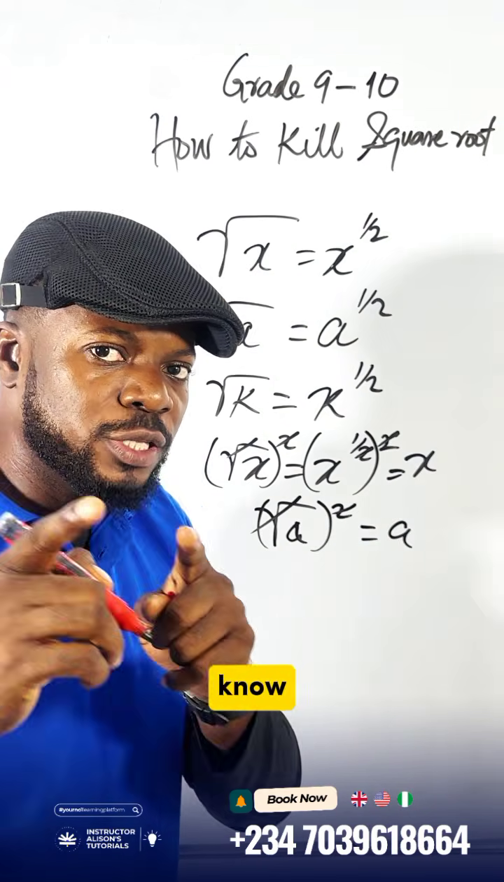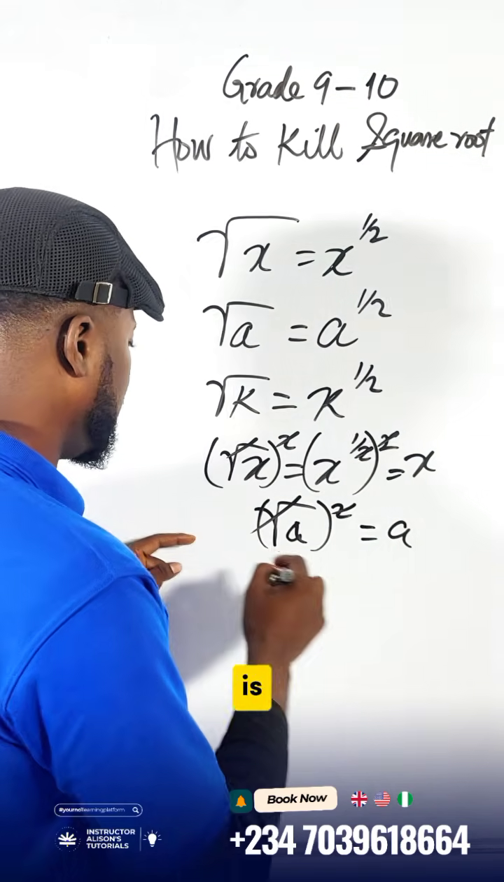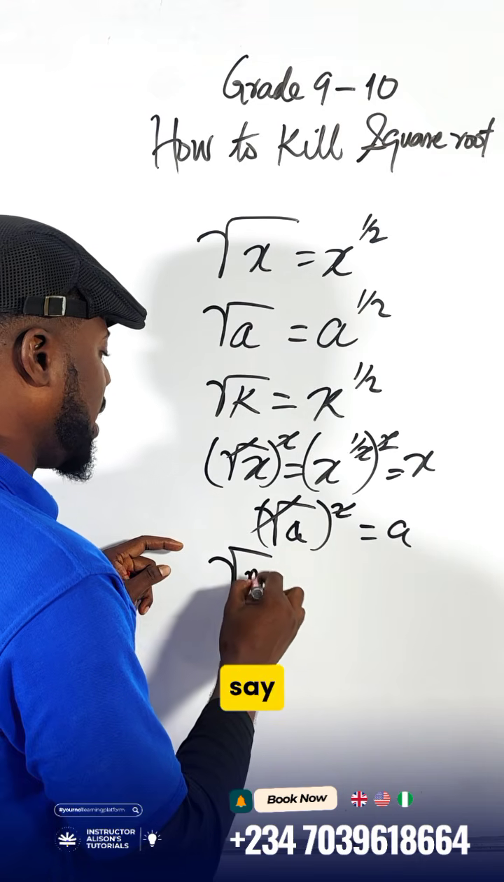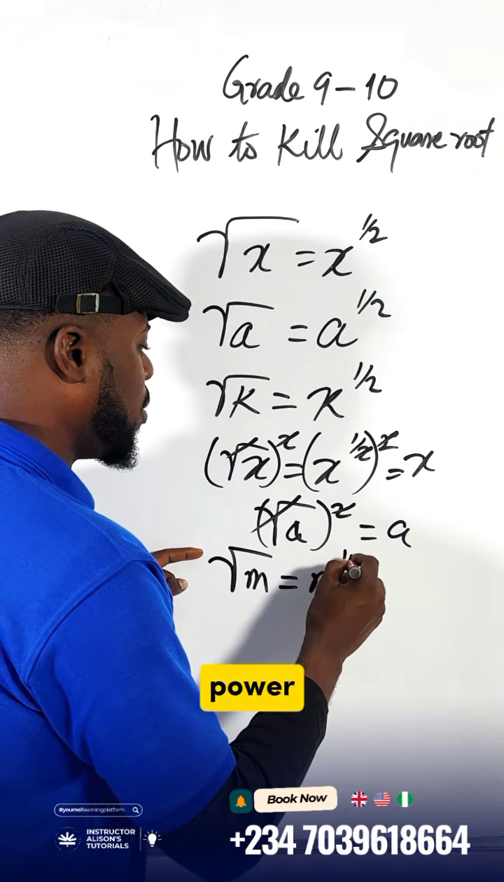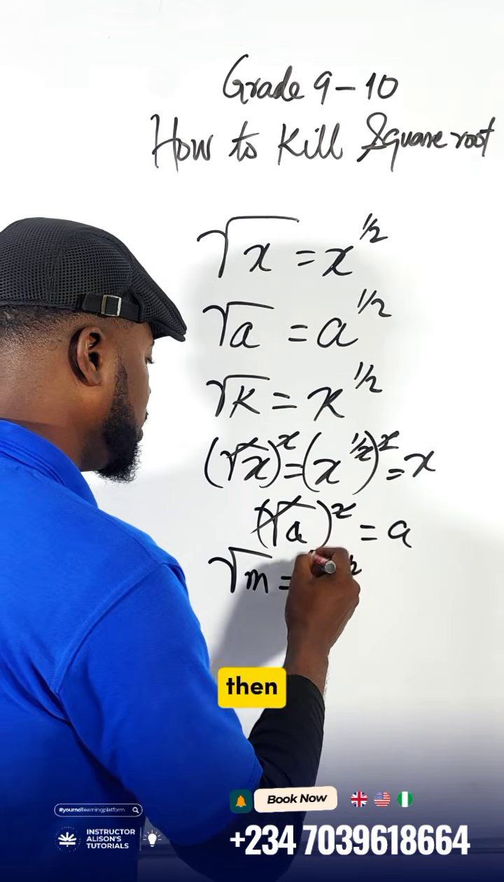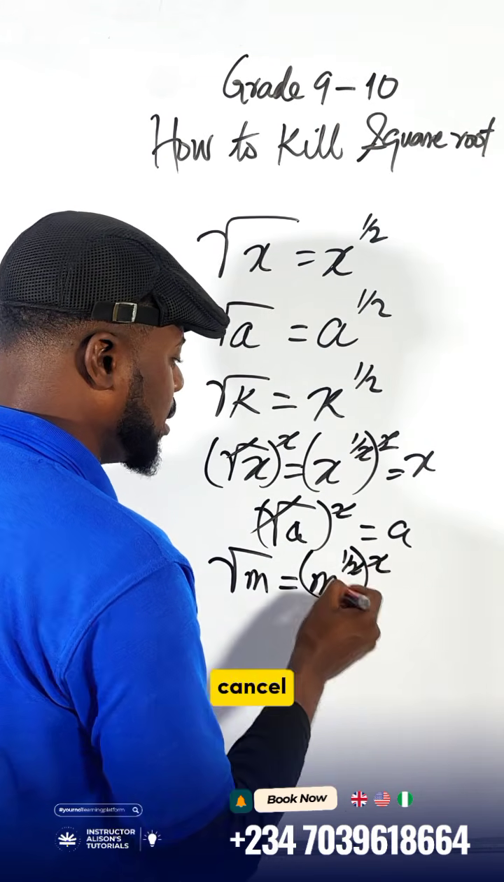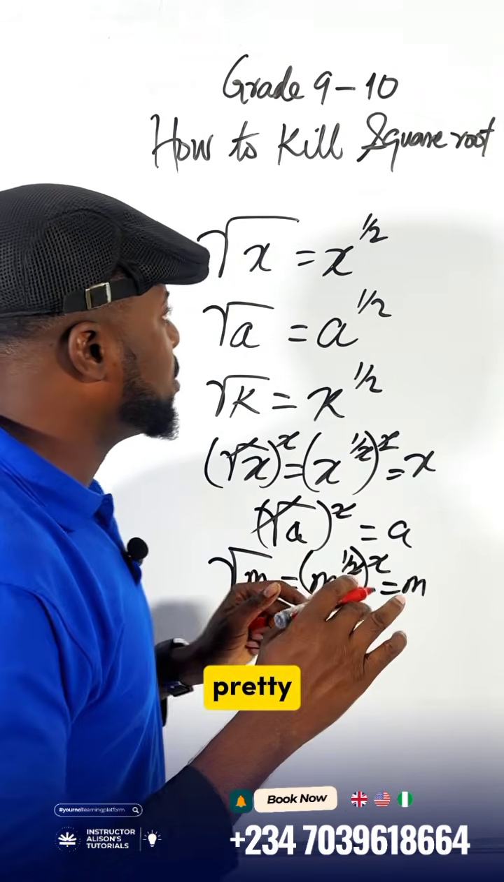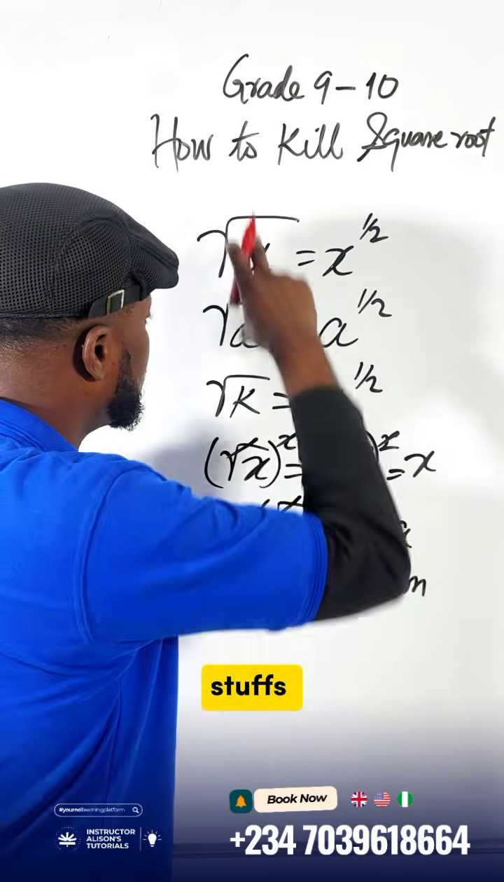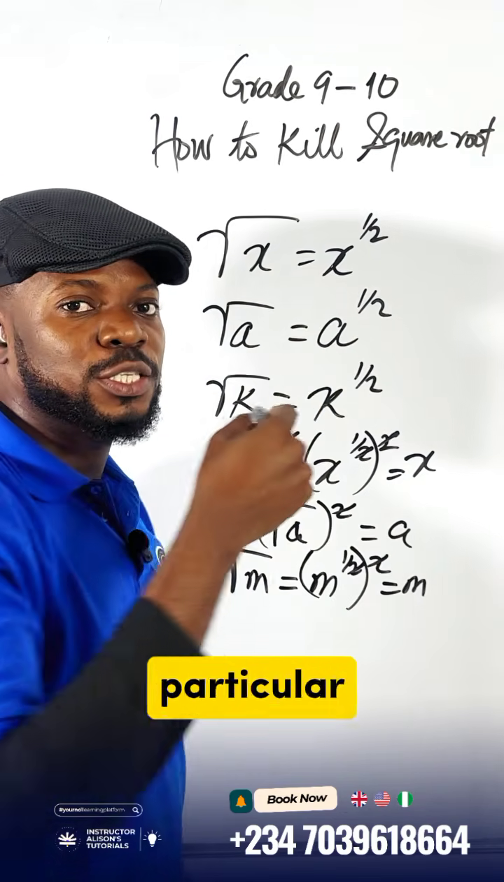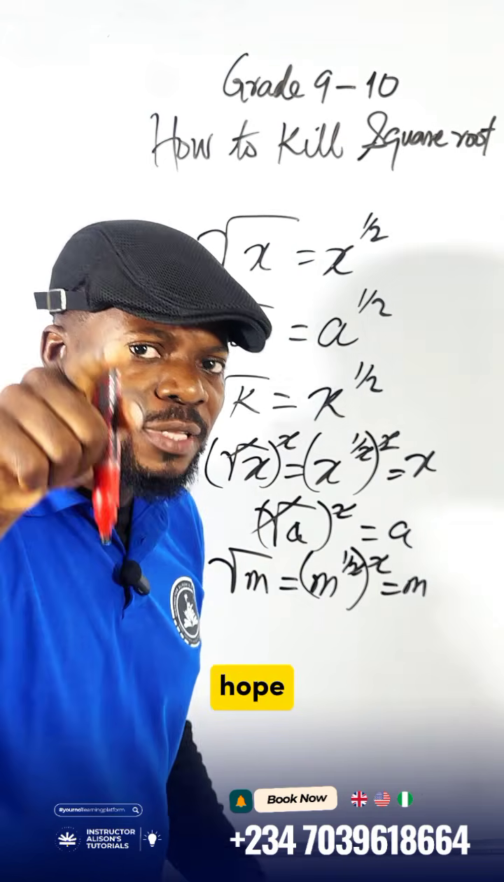But what I want you to know, the fundamental I want to build right now, is that if you have the square root of a number, say m, make sure to transform the square root so that it becomes a power, which is a half, like this, and then take the square of it. This can cancel this, then you have m. That's pretty simple, right? So that's the approach you're going to be applying for different kinds of problems, especially if you're looking for that particular number in the square root. I hope this makes sense.